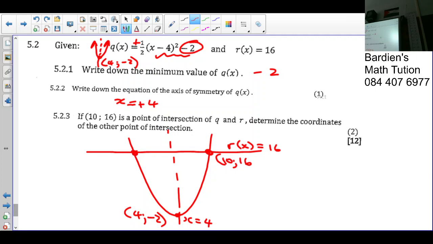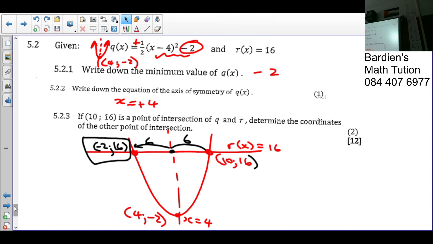Why wouldn't it be on this side? If it was on this side, this number had to be less than 4, according to the x. Not so? So what is this distance from there to there? Remember your x value is 4 here. So 4 to 10, now how many units is that? 6. So I go 6 in this direction. What would it be? Negative 2. And what's the y value? 16. Okay? So this is the answer that you're looking for. Otherwise, as I indicated, you could have also worked out the points of intersection.